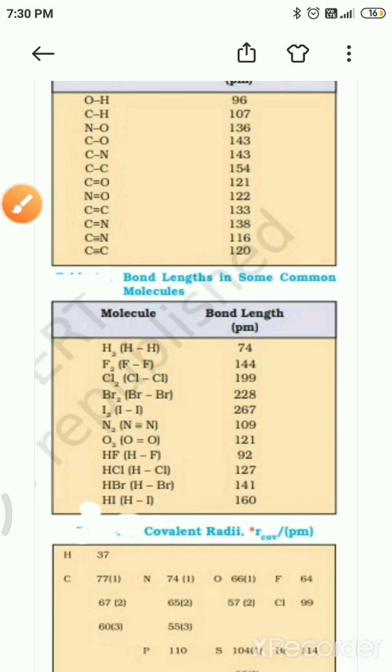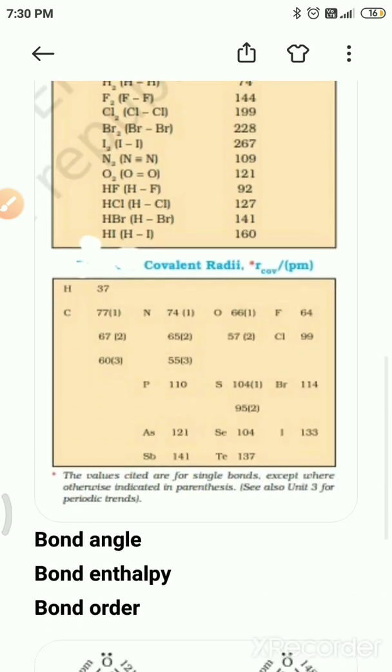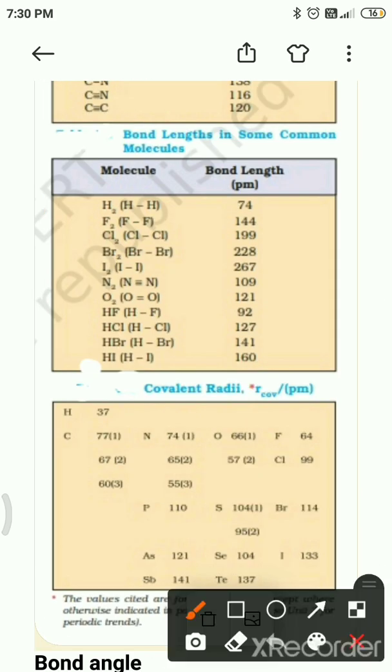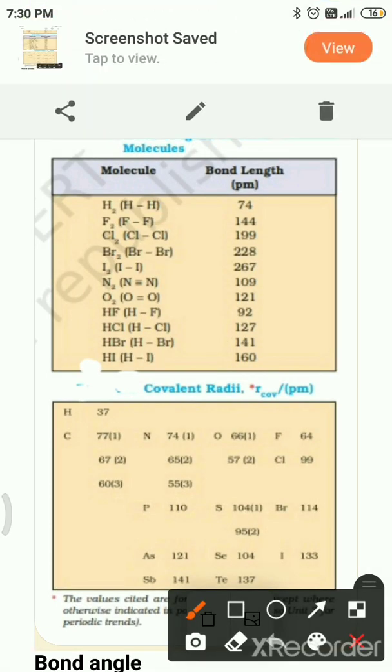The covalent radii of some common elements are also listed in this table.